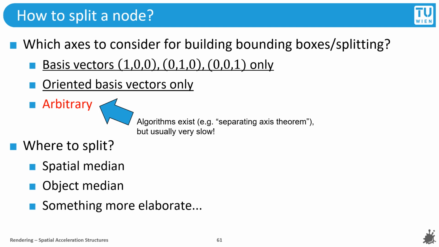And with this in mind, the question still remains how we do decide on where to split on these axes that we are interested in. And there are several options that we have here. We can, for instance, do a split according to the spatial median. We can do a split according to the object median, or we can look at something that is actually more elaborate. And we can go over these options in a bit more detail in the upcoming slides.